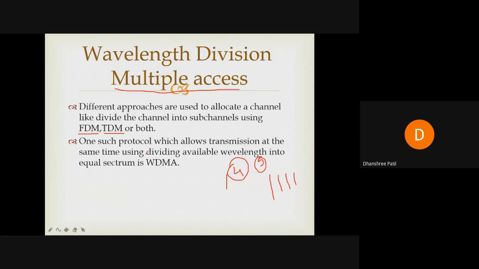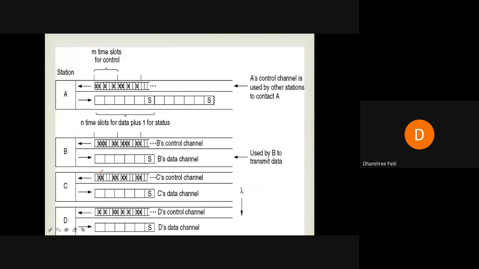So how does it work? This protocol allows transmission at the same time by dividing the available wavelength into equal spectrum. It is called WDMA. This is the diagram for the wavelength division multiple access protocol. You can see here the stations A, B, C, D. Four stations are there, and for every station there are two channels.